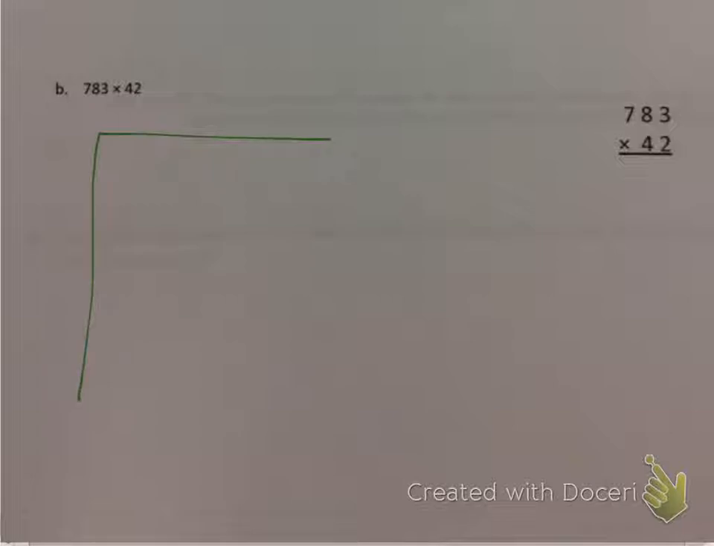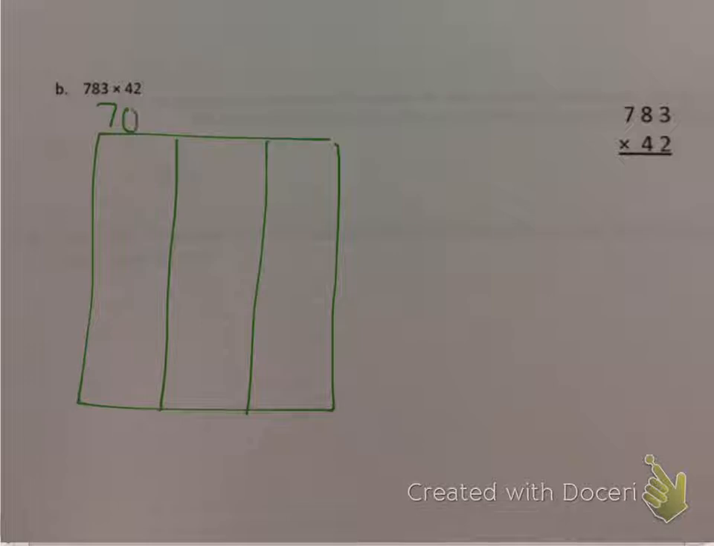I'm going to draw my area model first. My first number can be broken up into 700s, 80 10s and 3 1s. Basically expanded form, right? 700 plus 80 plus 3. And my second number, 42, can be broken into 40 10s and 2 1s.